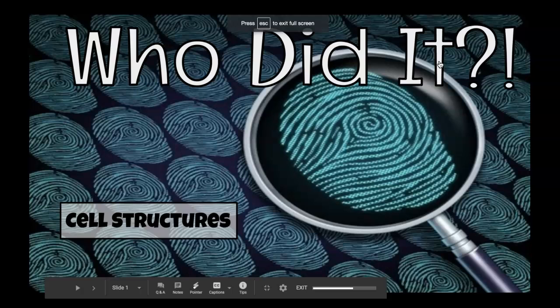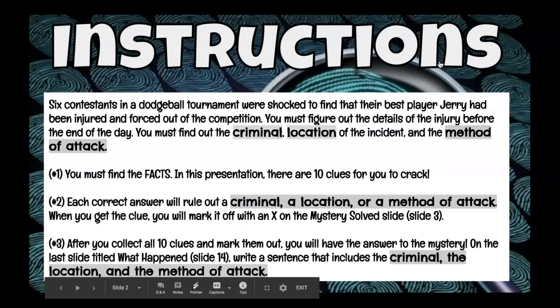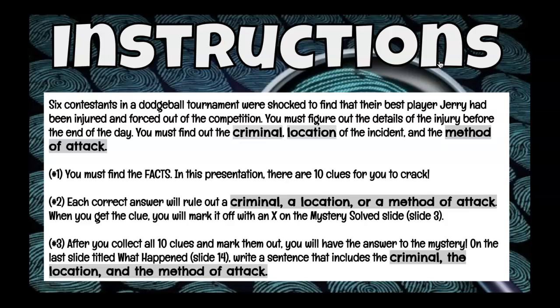So what it looks like, pretty much like the game of Clue, except we're talking cells. And the instructions say that there were six contestants in a dodgeball tournament, and they were shocked to find out that their best player, Jerry, had been injured and forced out of the competition. You have to figure out the details of the injury before the end of the day. You have to find out the criminal, the location of the incident, and the method of attack.